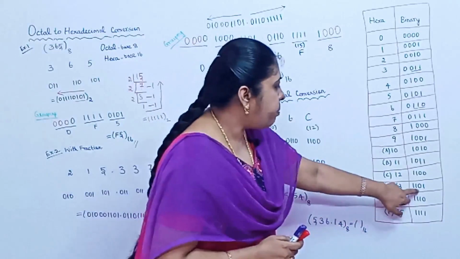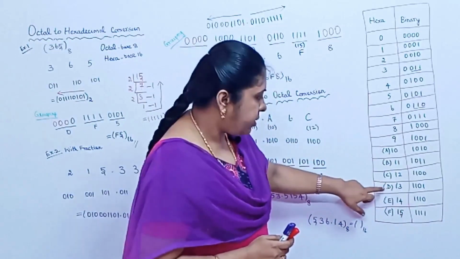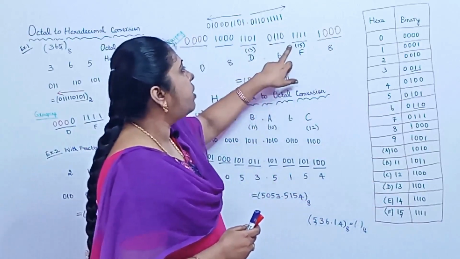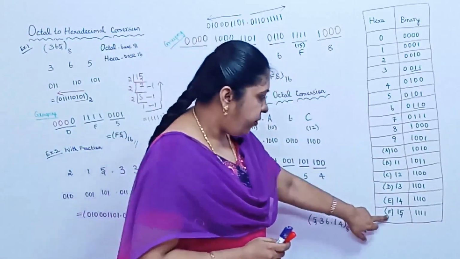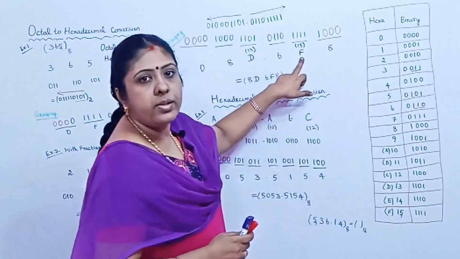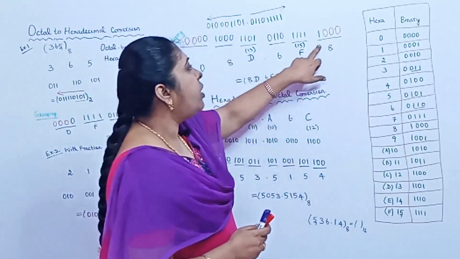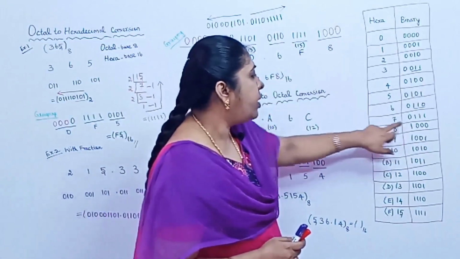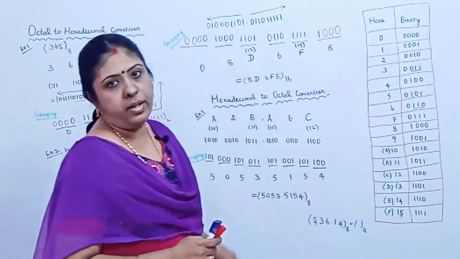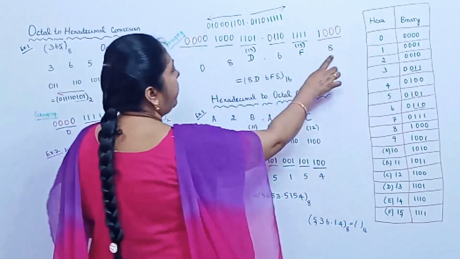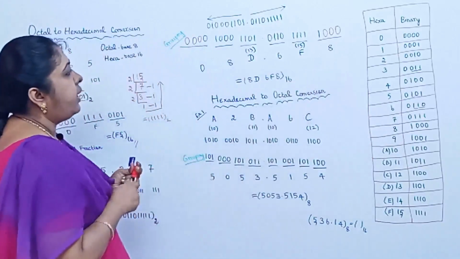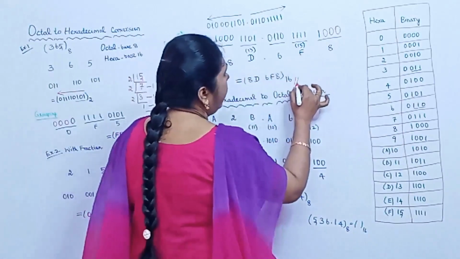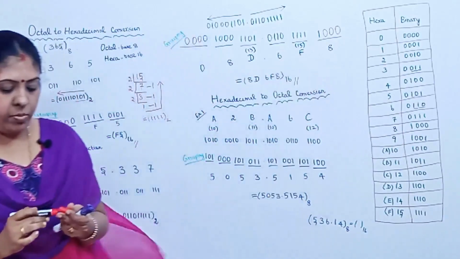1101, which represents the value 13 and the concerned alphabet D. For 0110, 6. Similarly for 1111, the value is 15, and the alphabet is F. For the 1, we had added 3 zeros. So now the concerned hexa value is 8 here. So it is written 8. So the final value is 8D.6F8. This is the concerned hexadecimal value.